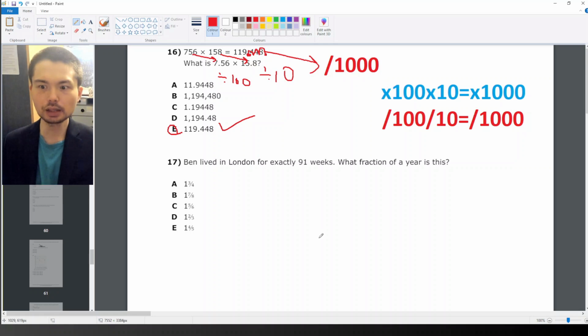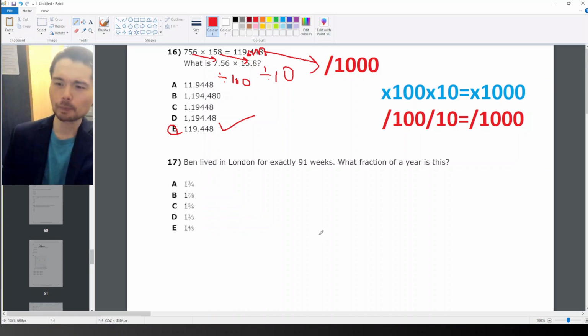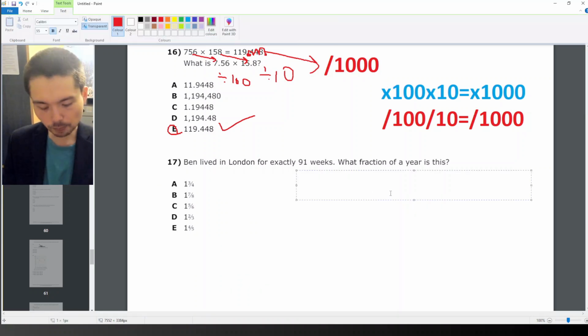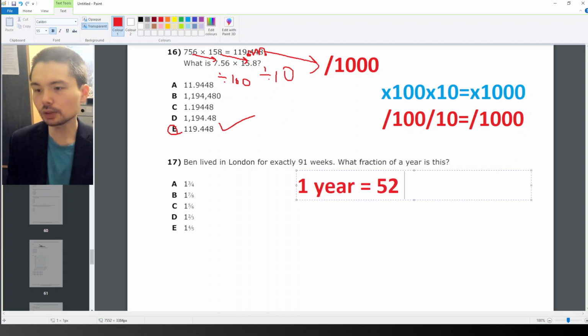What fraction of the year is this? Oh, okay. Interesting question. What fraction of the year? That's a weird question. Okay. Because if we know straight away, 1 year has how many weeks? 52. If we look among the answers, it's not exactly a fraction, it'll be a mixed number. What a fantastic question. So write it with me. 1 year is 52 weeks.